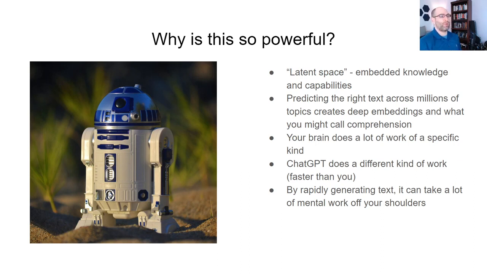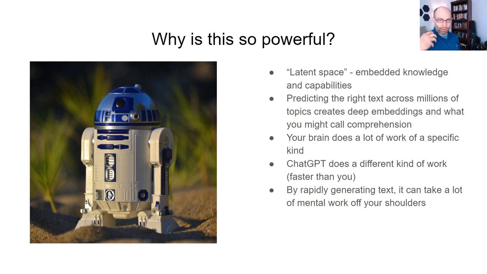Another aspect of why it's so powerful is because your brain is interacting with a machine. So it's kind of like a utility droid, which is why I picked a picture of R2-D2. R2-D2 on his own doesn't really do that much, but he has capabilities that you don't. And similarly, ChatGPT has capabilities that you don't. And so you complement each other.